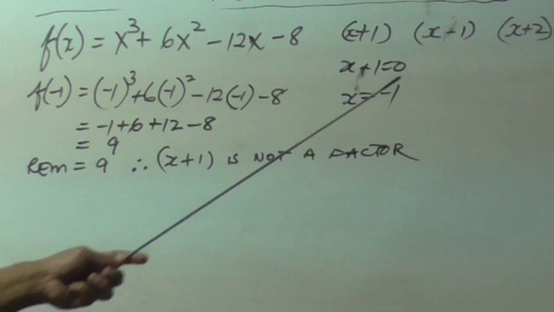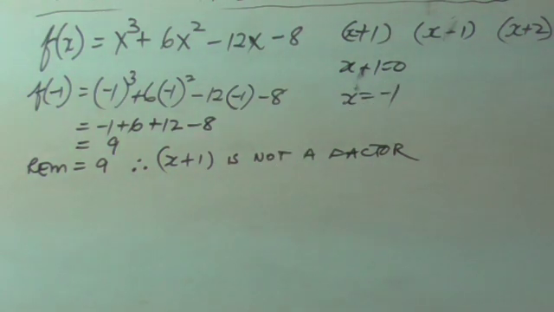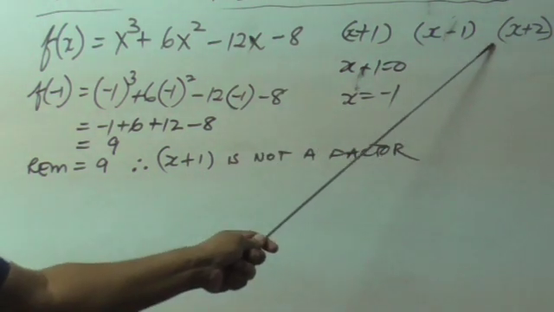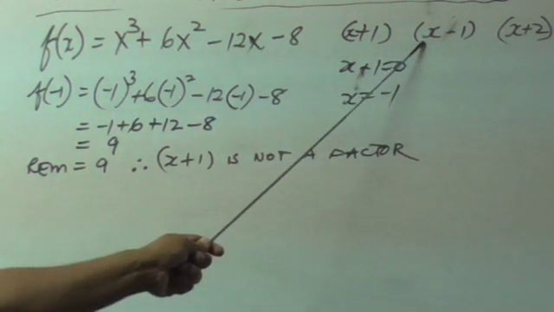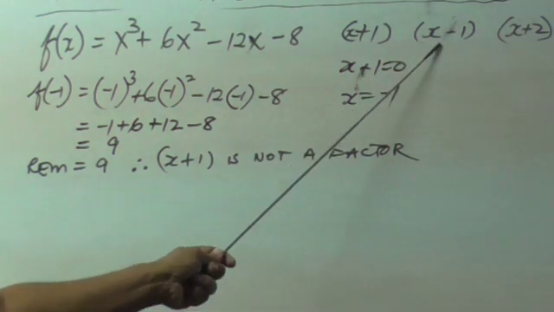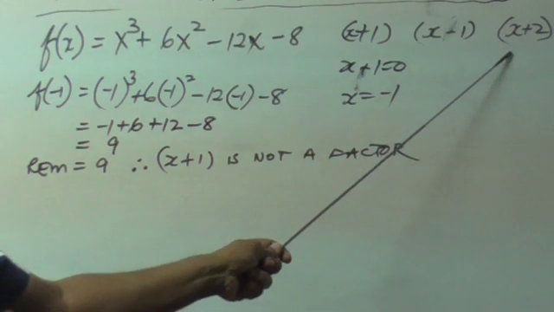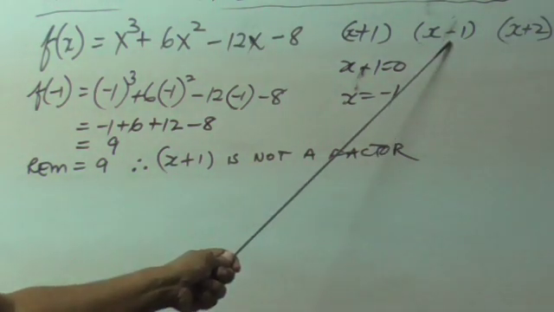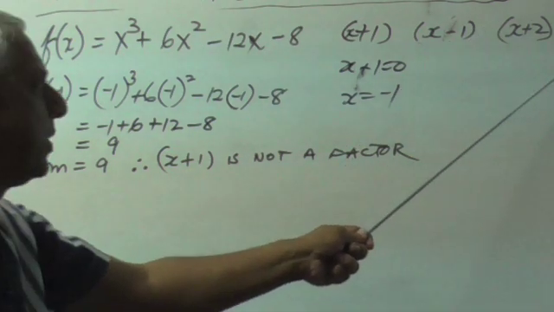Similarly, you will try x minus 1. Similarly, you will try x plus 2, and you will find that these give remainders which are not equal to 0. Therefore, these are not factors. But you will have to try it. Now we're going to try that one.